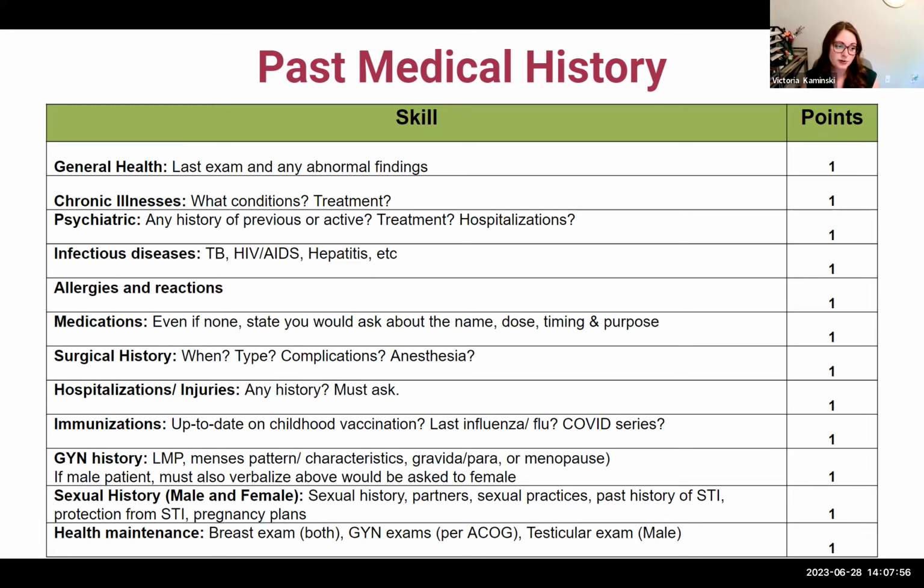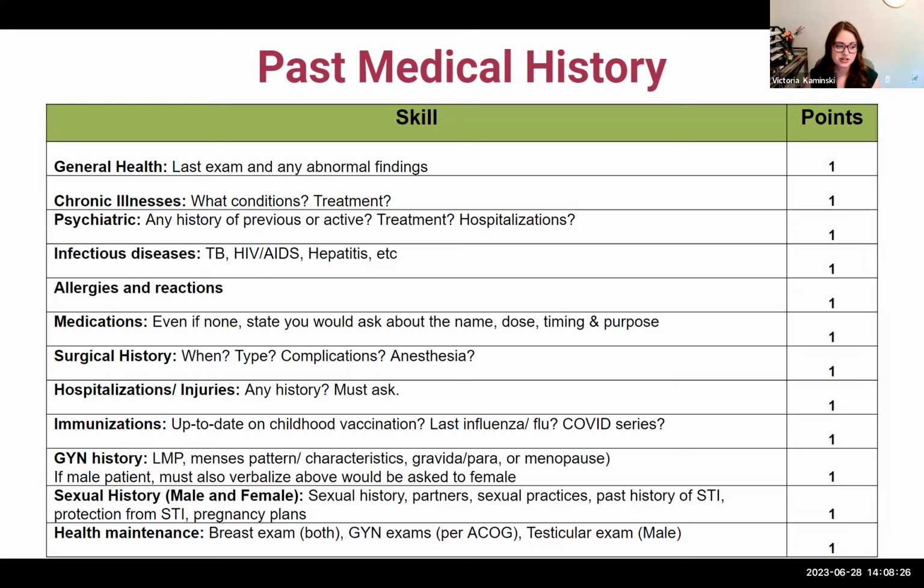Psychiatric, again, if they don't have any, you would turn to the camera and state, I would ask about any history of previous or active psychiatric illness, any treatment and hospitalizations. Ask the patient about any infectious diseases. This one is often forgotten, so please star that on your own in terms of remembering to ask about tuberculosis, HIV, AIDS, hepatitis, allergies and reactions. And again, as a review in week 1, that is environmental, drug, and food allergies.